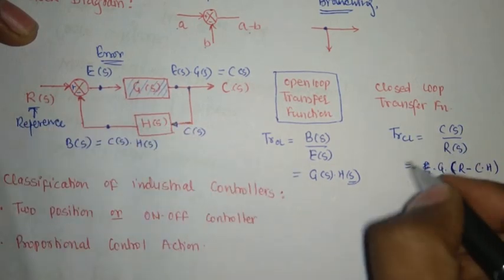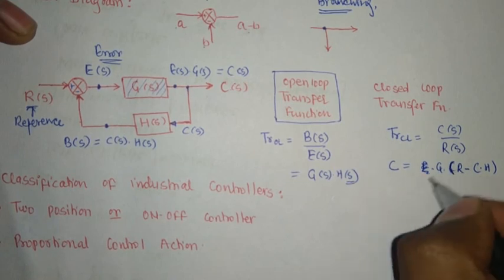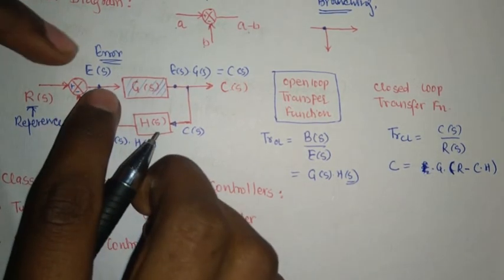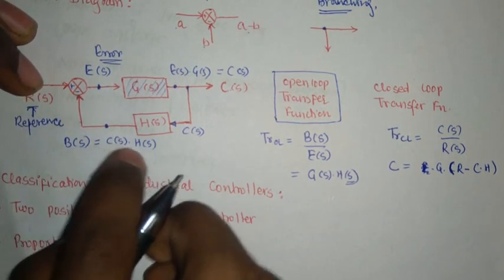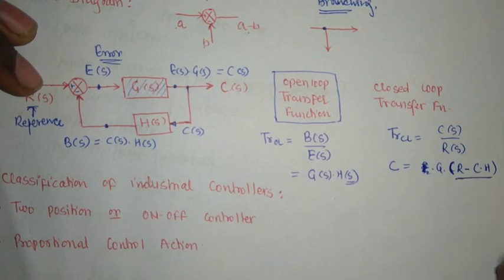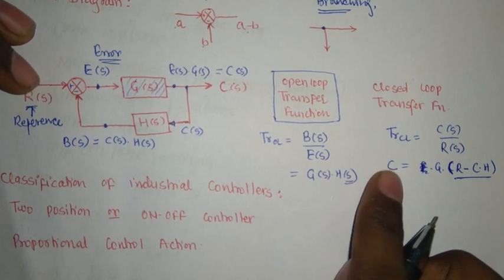That is the value of C here, correct? What is the value of C? Whatever error that I am having, that error is R minus B, meaning R minus C into H. So that is my error, R minus C into H. Then that error is getting multiplied with G, and that is giving me C here, correct?